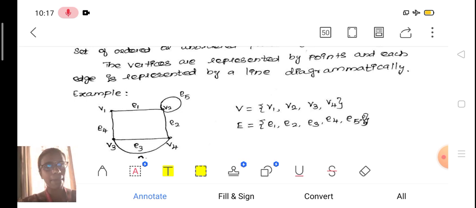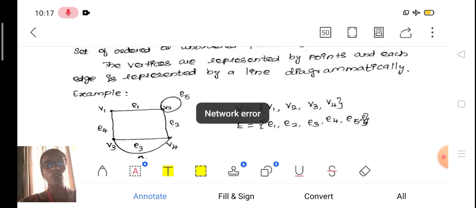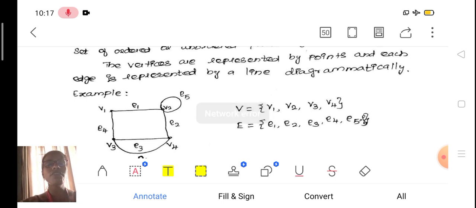And what is meant by a parallel edge? The two edges have common endpoints. So those two edges are called parallel edges. Here E3 and E6 are parallel edges. The next thing: when we say two vertices are adjacent, there should be an edge between those two vertices. You can see here V1 and V3 are adjacent, because we have a line between those two vertices.